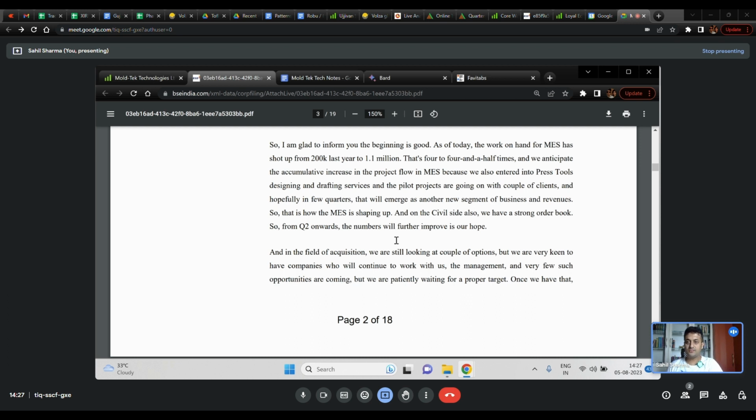So immediately what you see here is that they have this mechanical engineering services, and the revenue in this part of the business has shot up from $200K to $1.1 million, right? That's 4.5x. And he's also said this is because they have entered into press tools, designing and drafting services, right? And then there are some pilot projects going on with a couple of clients, and these can also emerge as a new segment and stream of revenue. So all of this is very useful information to document under the growth header.